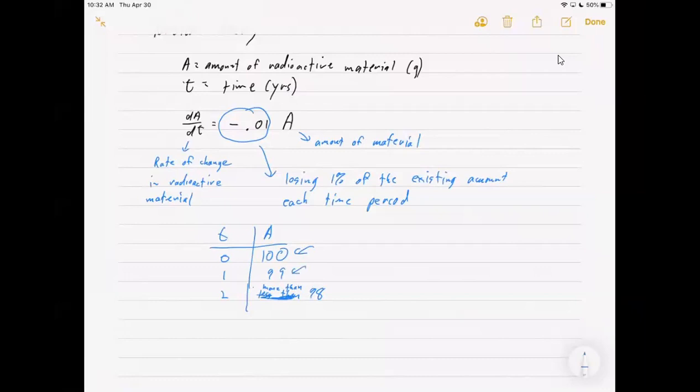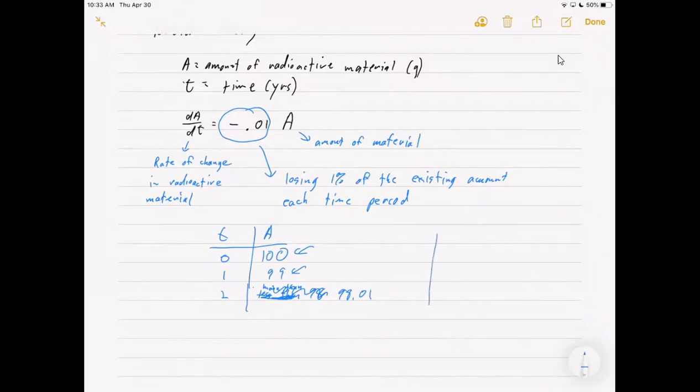But then when you get to 99 grams, 1% of that is 0.99. So you don't lose a whole gram. You end up with 98. Let me just actually write that in. It would be 98.01. Okay. So each step along the way, you lose a little bit less.